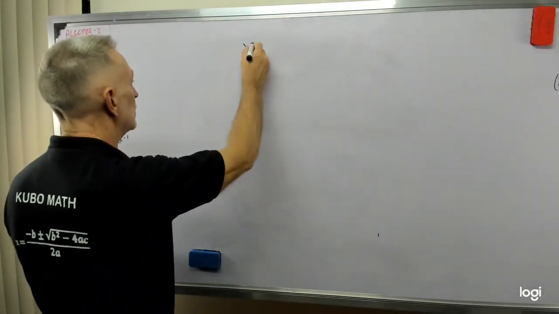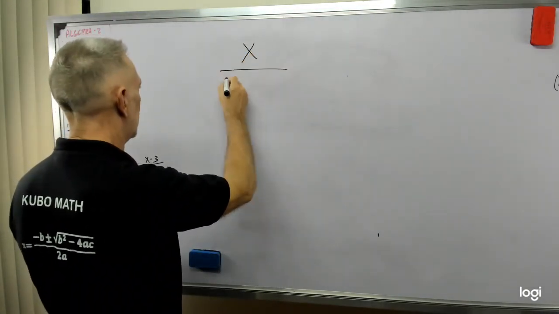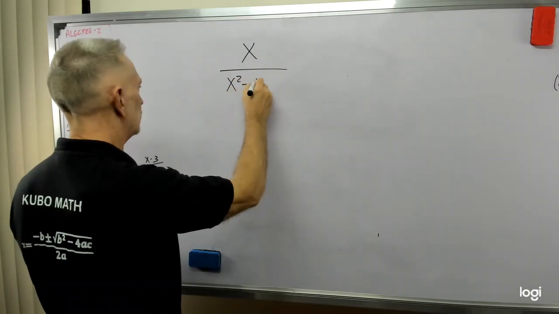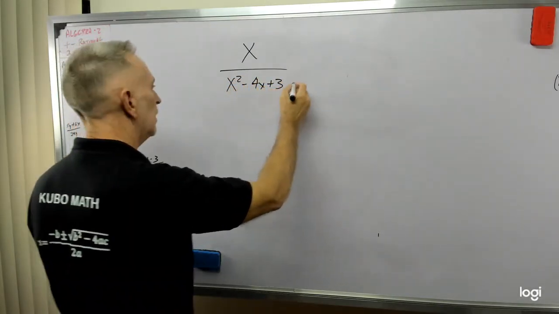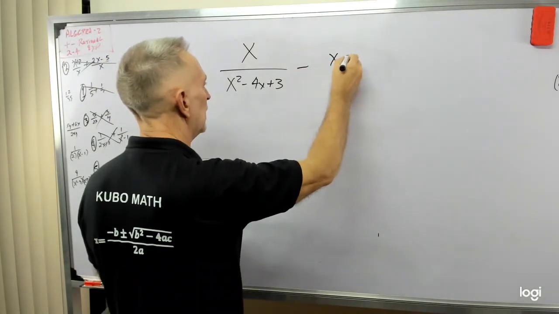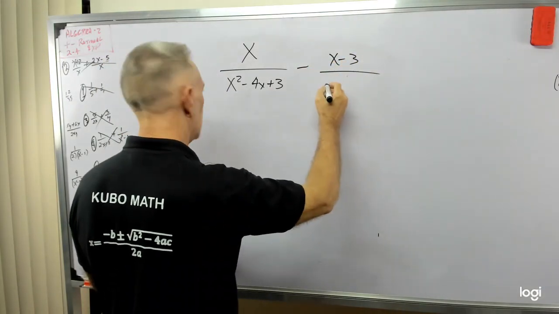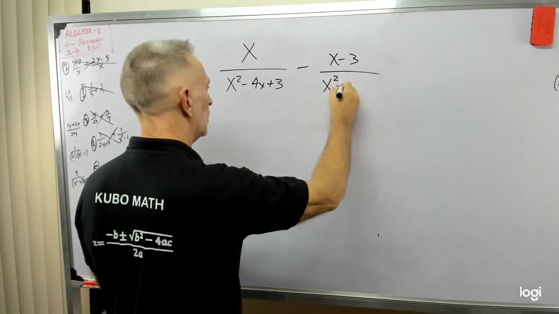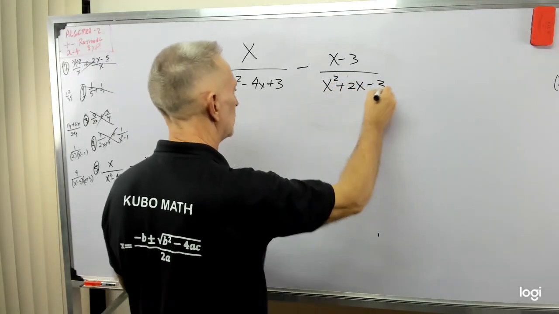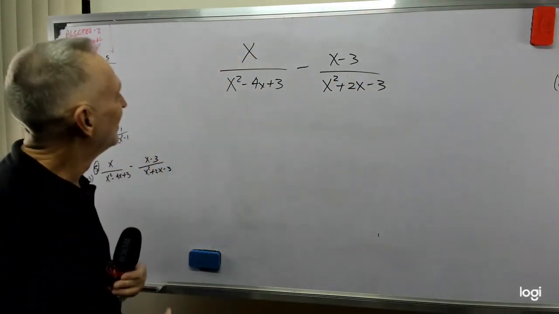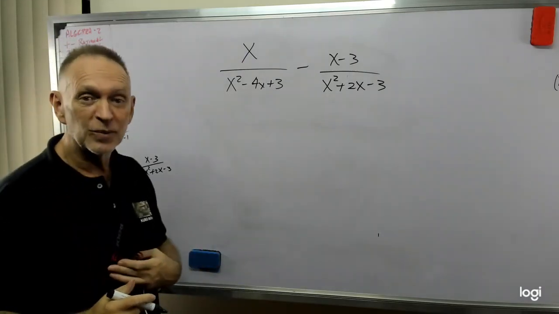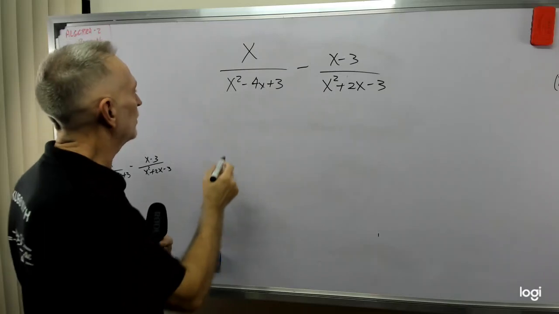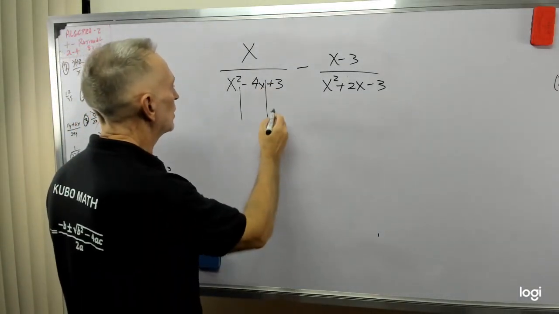Let's see what this one is. x divided by x squared minus 4x plus 3, minus x minus 3 over x squared plus 2x minus 3. Oh. All right, what are we going to do with that? Well, the last one we factored, so let's try that here. So let's build our little grid.